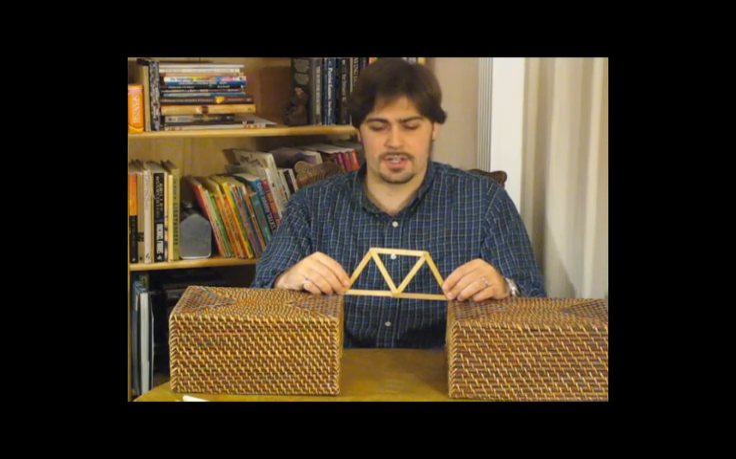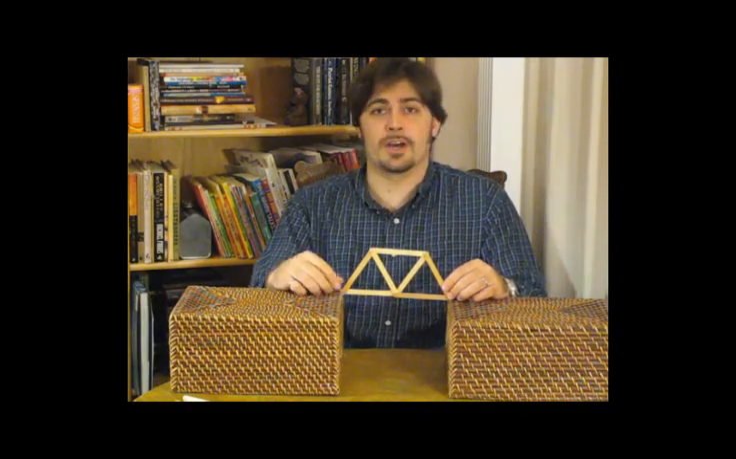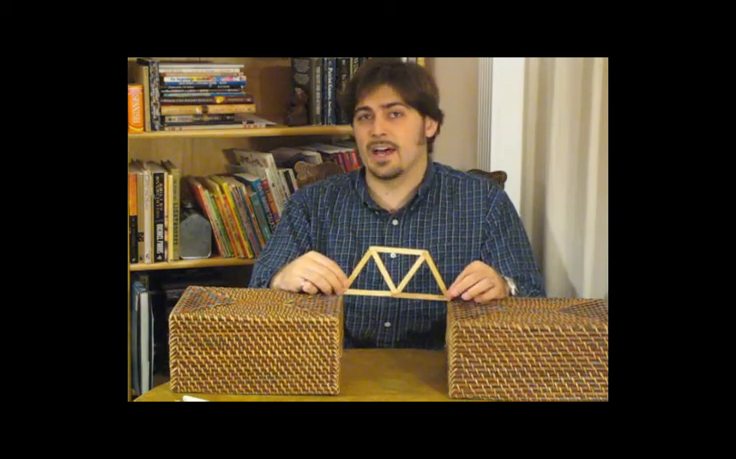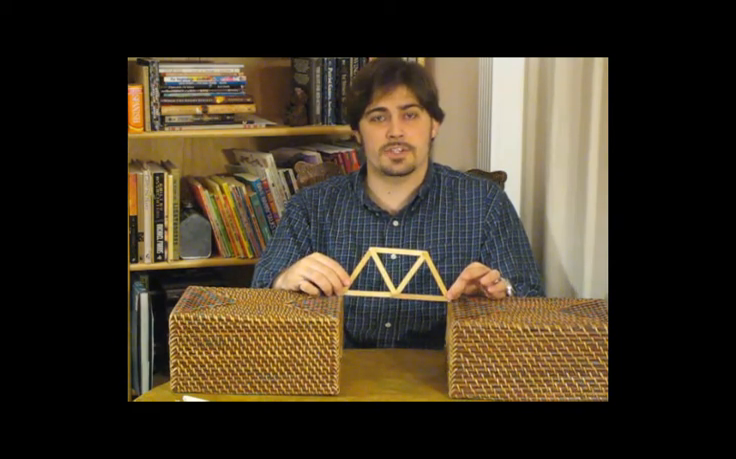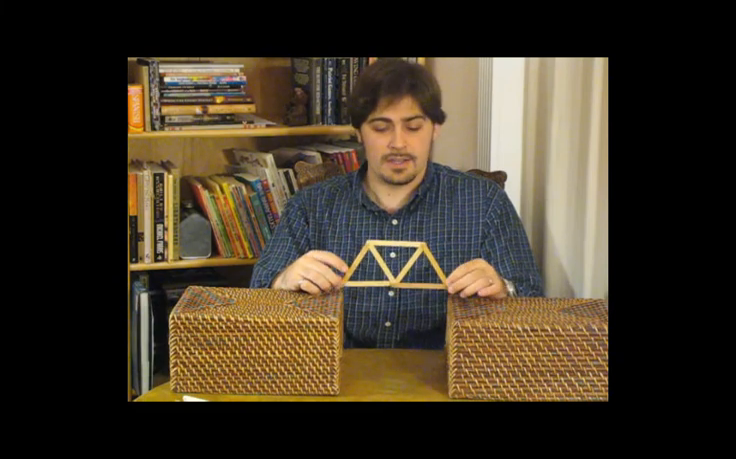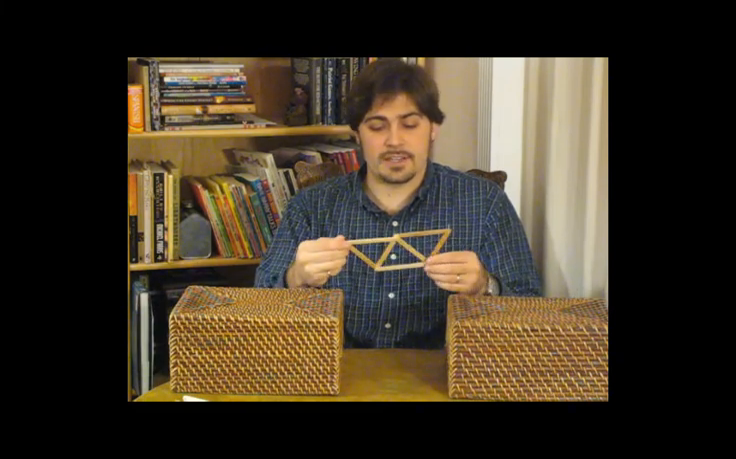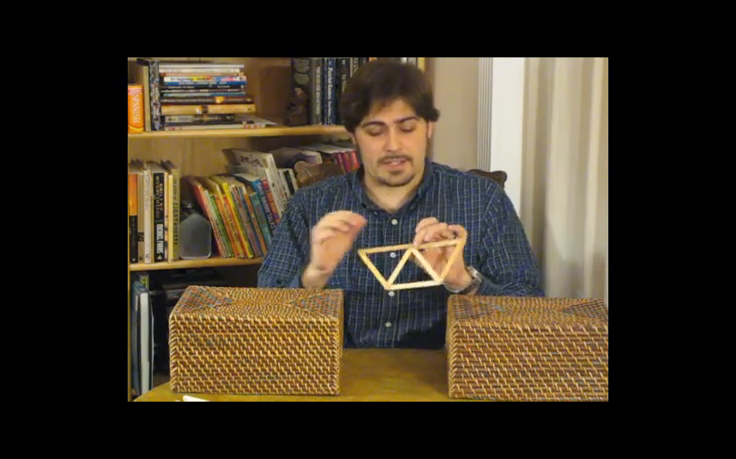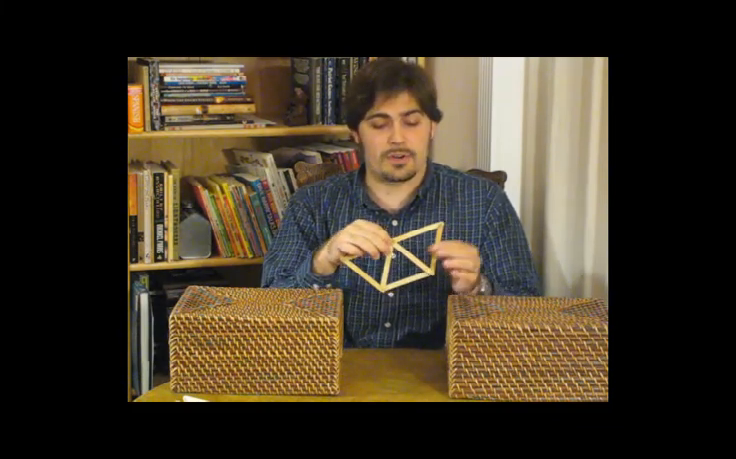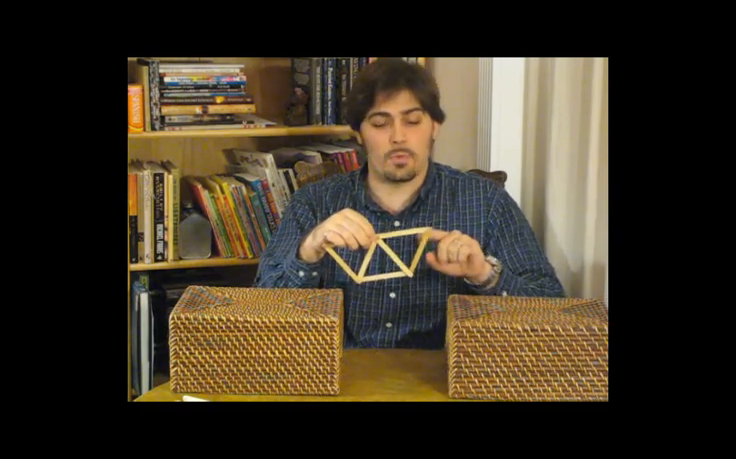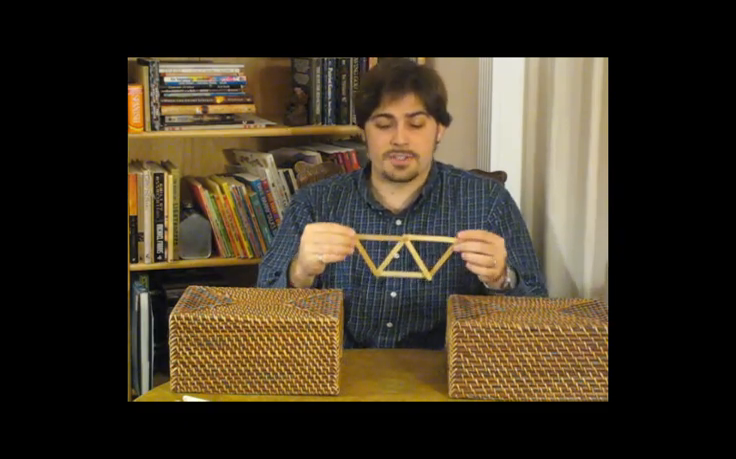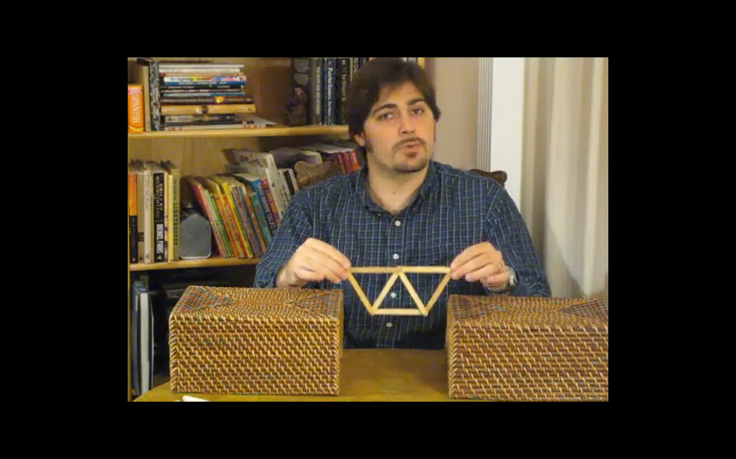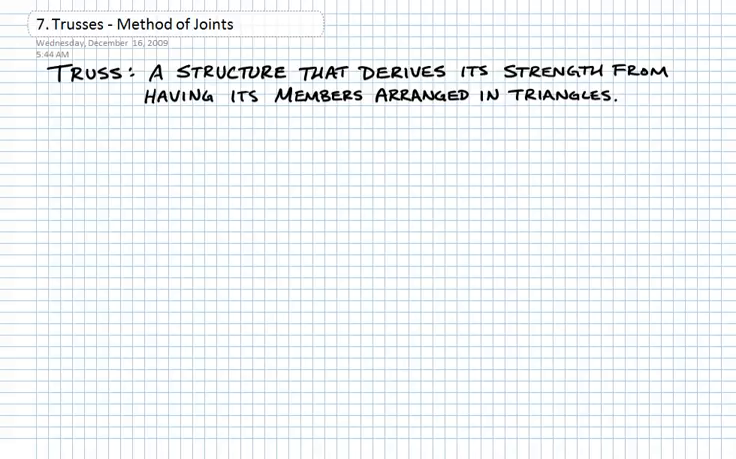So there's an introduction to some of the stuff that we're going to talk about. These trusses can be analyzed if we continue to make those assumptions that I started off saying: that the members cannot change significantly in length, and that the joints do not react significant moments between one member and the other. That'll allow us to analyze these trusses, and that's what we're going to talk about today. A truss is a structure that derives its strength from having its members arranged in triangles.